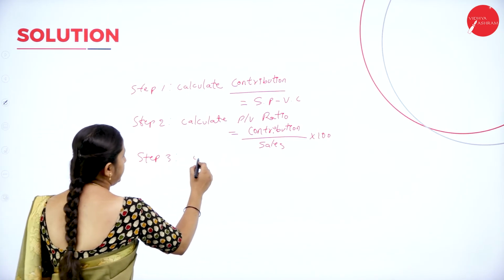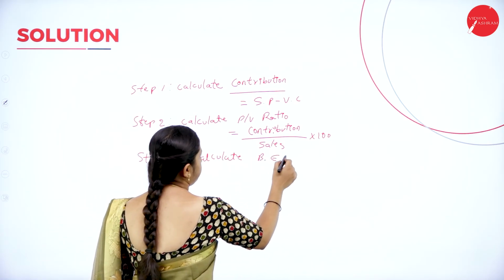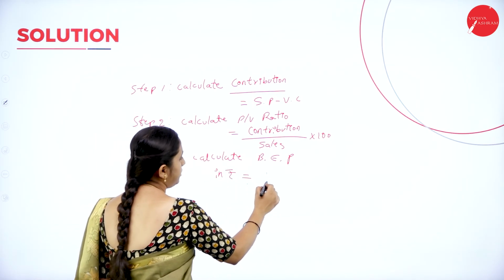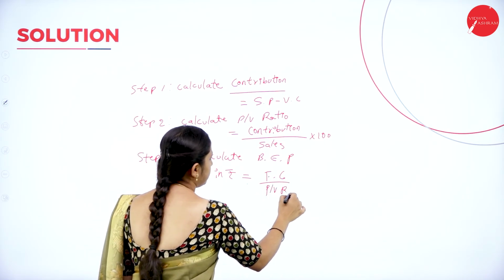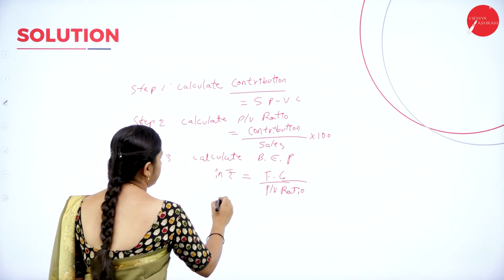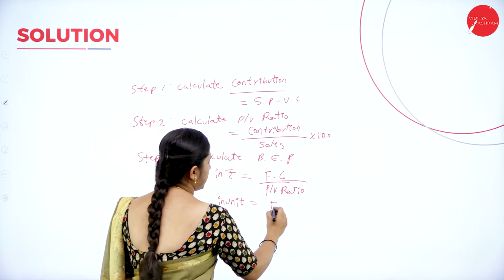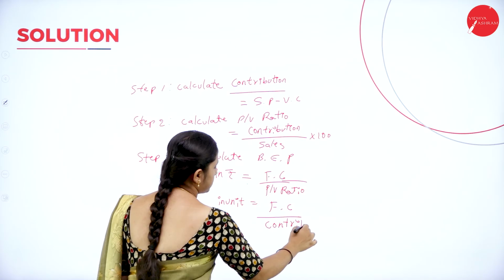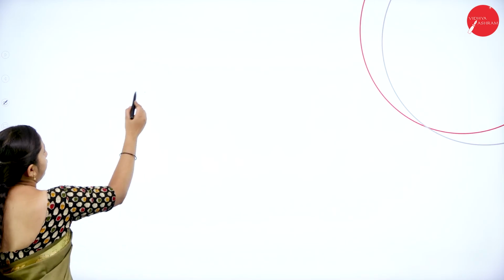Next, step 3, you need to calculate BEP. BEP in rupees is equal to fixed cost divided by PV ratio. Again, BEP in unit is equal to fixed cost divided by contribution.